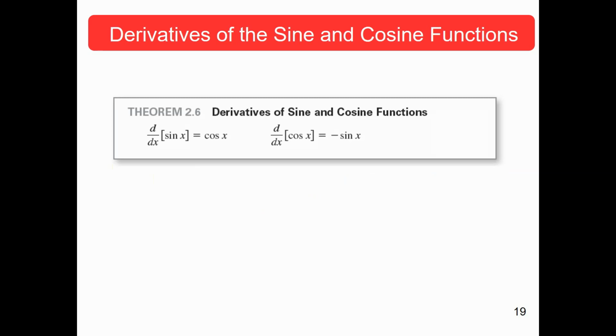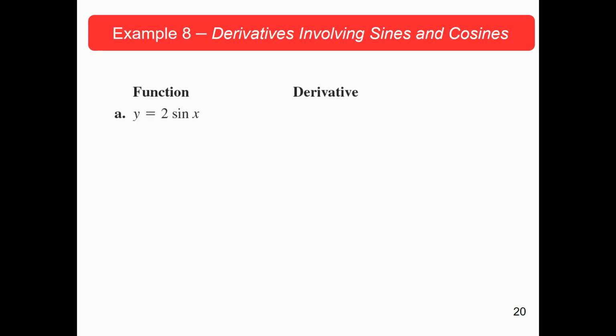Can you use the definition of a limit as the difference quotient as delta x approaches 0 to prove this? I'm going to leave that for you as an exercise, so try it out and see if you can figure it out. In the meantime, we'll just use it and understand that the derivative of sine is cosine, and the derivative of cosine is negative sine. So let's try it.